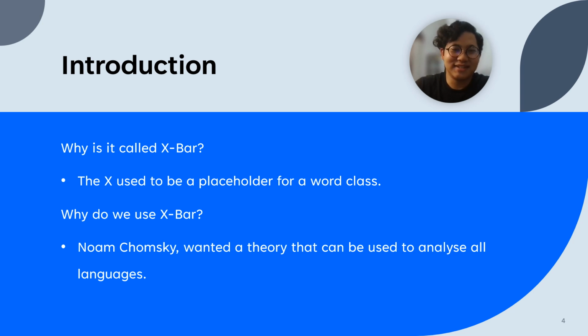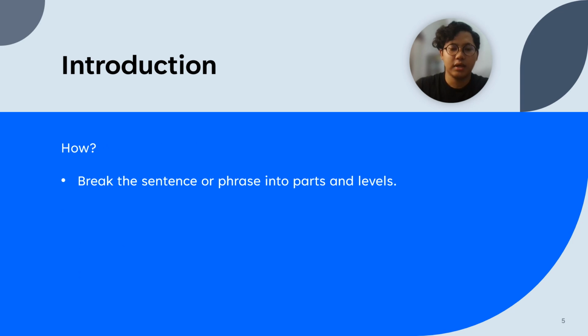So why do we use X-bar? Because the inventor, Noam Chomsky, wanted a theory that can be used to analyze all languages, but previously all the models were not good enough to explain everything. So it works for English, but it doesn't work for other languages. So he wanted a theory that can be used for everything, all languages. And finally, how? We break a sentence or phrase into parts and levels, like a family tree.